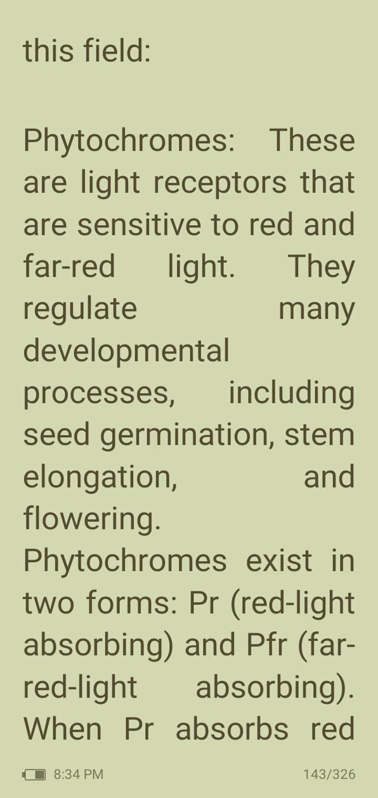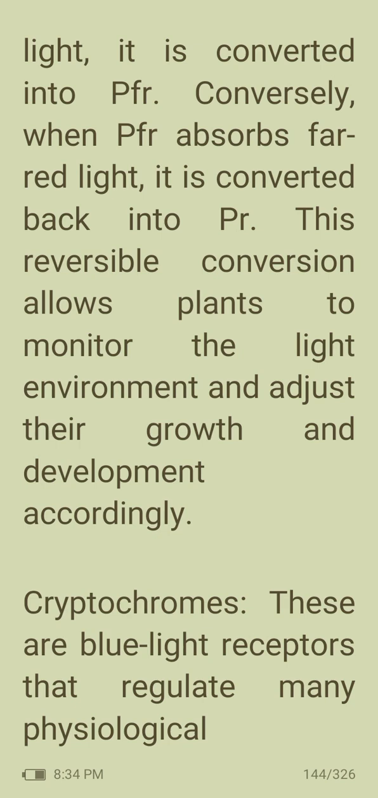Phytochromes exist in two forms: Pr, red light absorbing, and Pfr, far red light absorbing. When Pr absorbs red light, it is converted into Pfr. Conversely, when Pfr absorbs far red light, it is converted back into Pr. This reversible conversion allows plants to monitor the light environment and adjust their growth and development accordingly.